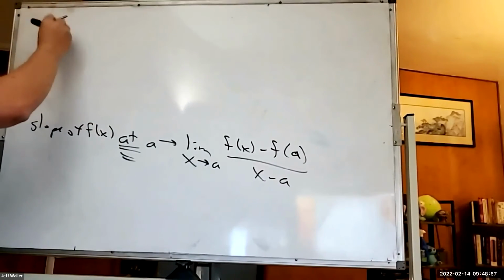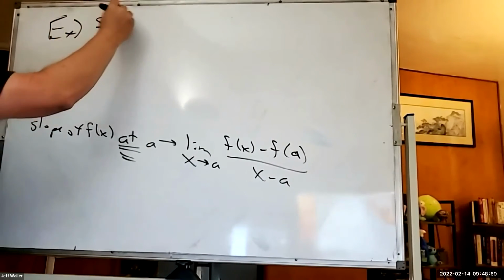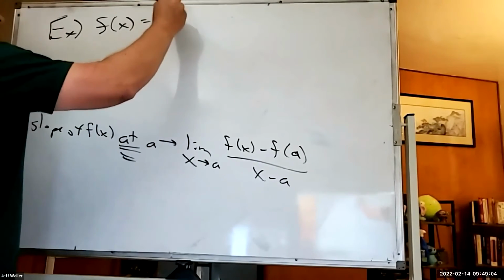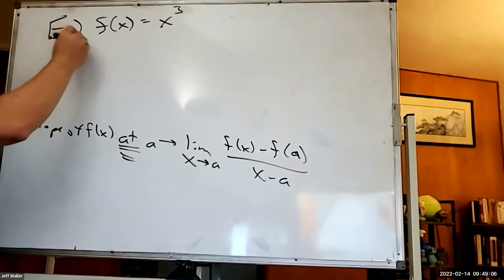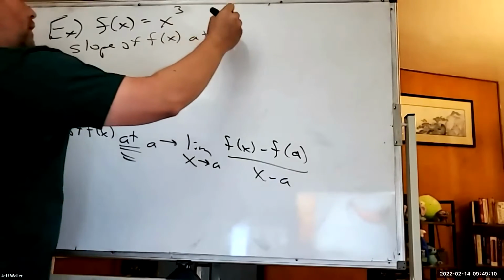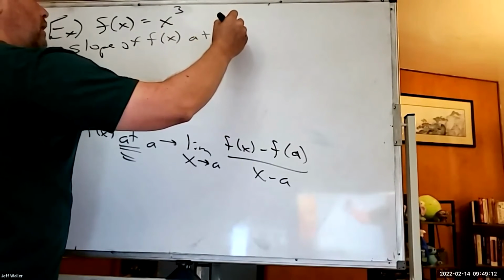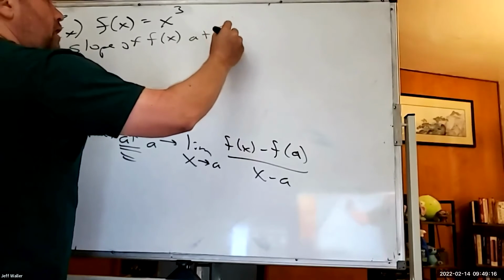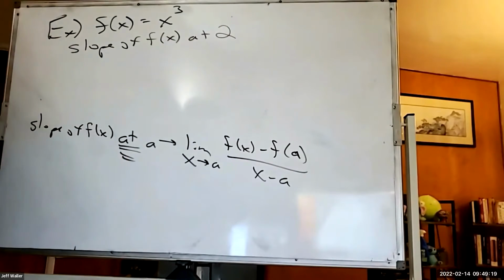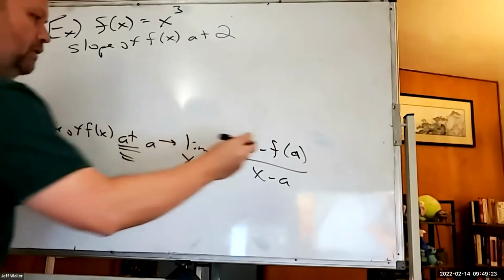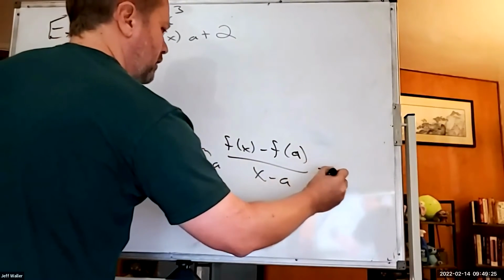Example. Let's say f of x is x cubed. And I want to know the slope of f of x at 2, which has this notation. Let me tell you what the notation is. I'm almost certain you guys have seen this.